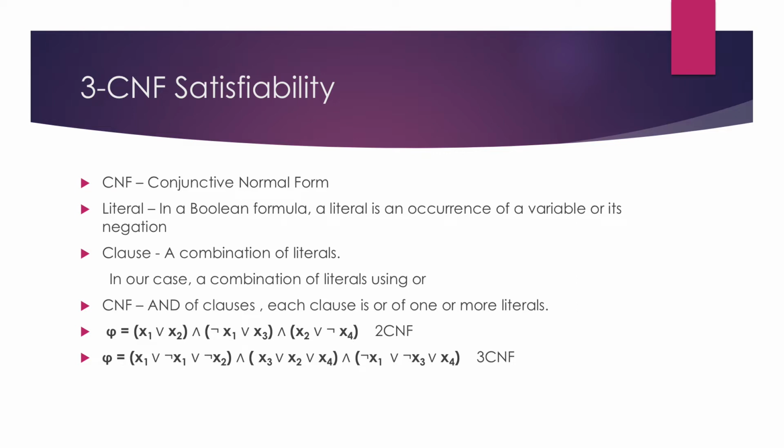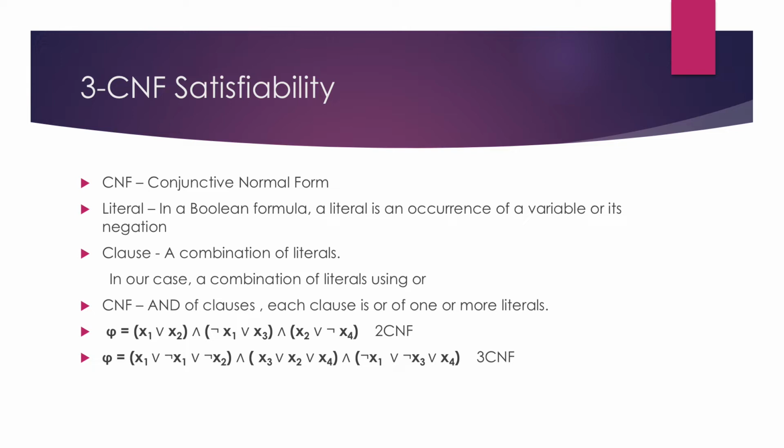So in a Boolean formula, a literal is an occurrence of a variable or its negation. The next concept is clause. A clause is a combination of literals, in our case, a combination of literals using OR. So there are a bunch of literals connected with each other using OR. That is what is known as a clause. Now a CNF is an AND of multiple clauses, and each clause, as I said, is an OR of one or more literals. So this is what CNF is.